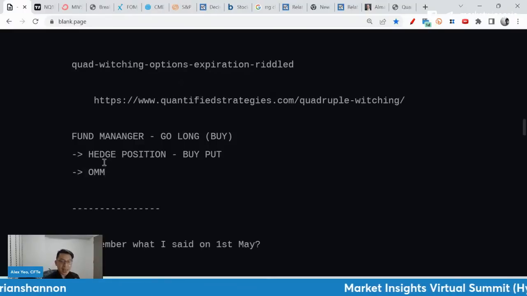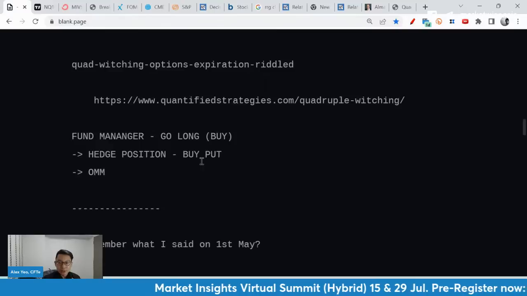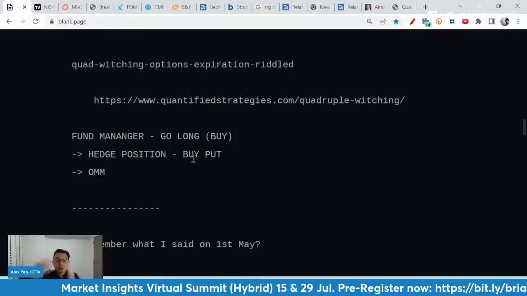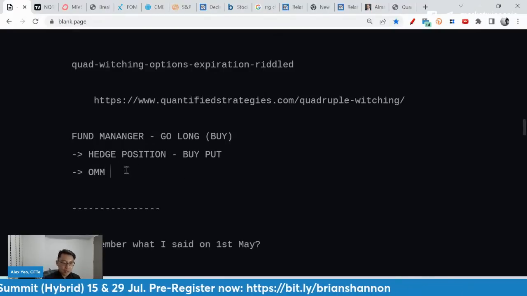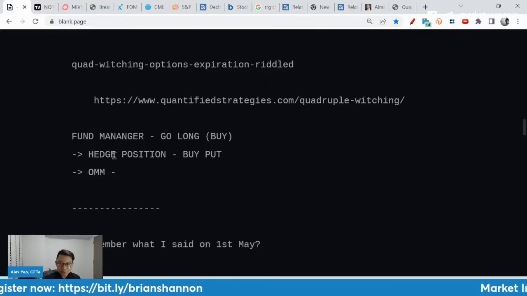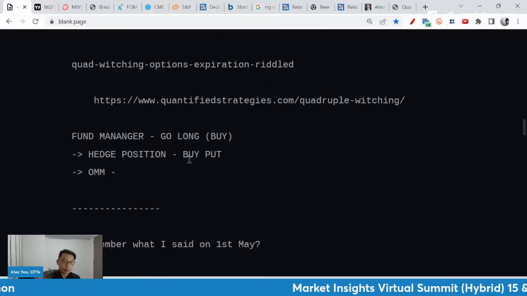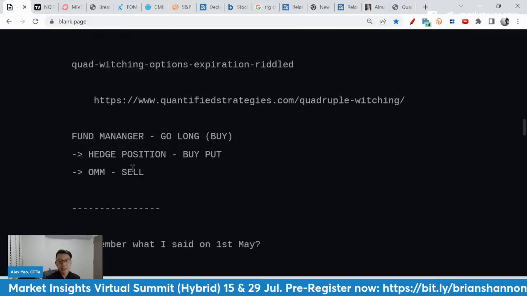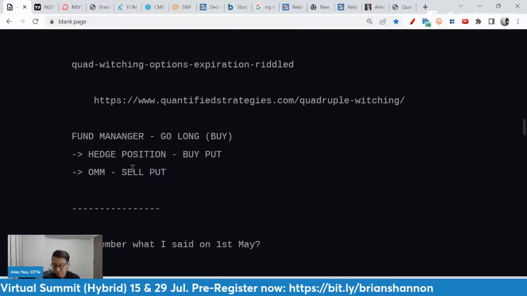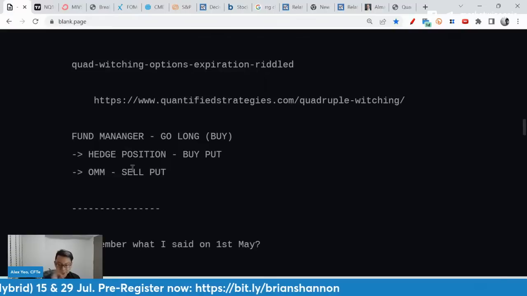And the hedge fund buys puts. Somebody has to sell to them. So who sells to them? The options market maker will sell to them. You buy, the hedge fund buys, somebody has to sell to the hedge fund. So option market makers actually have a position. It is actually sell put. I know at this point you can understand, right?